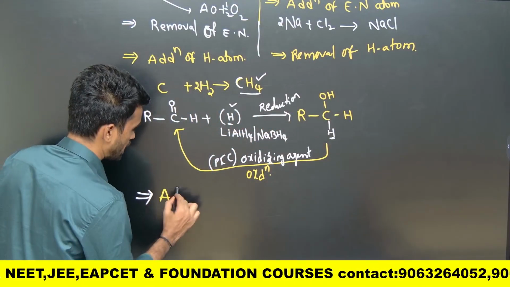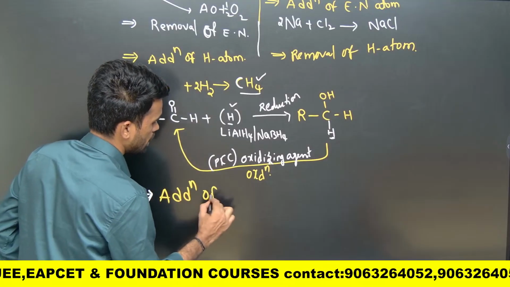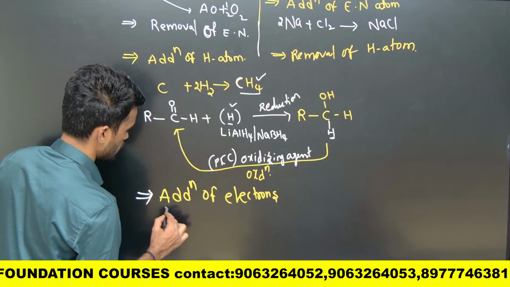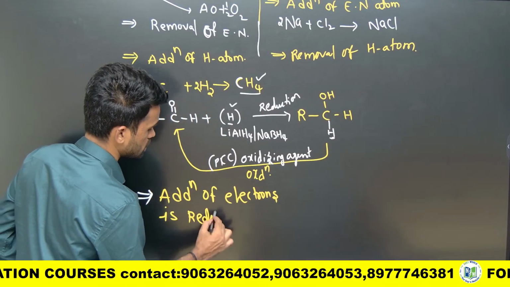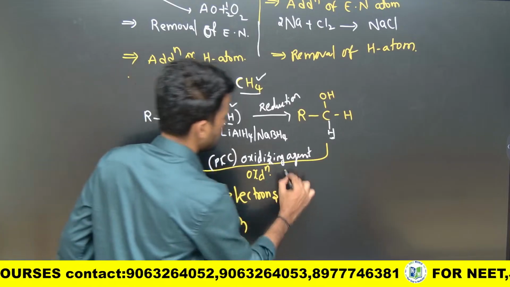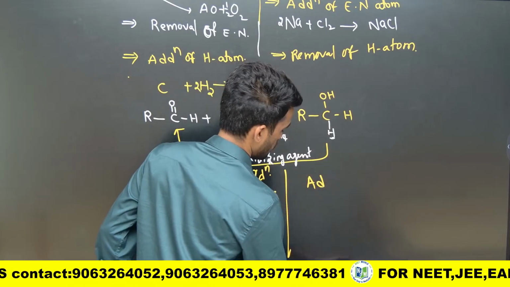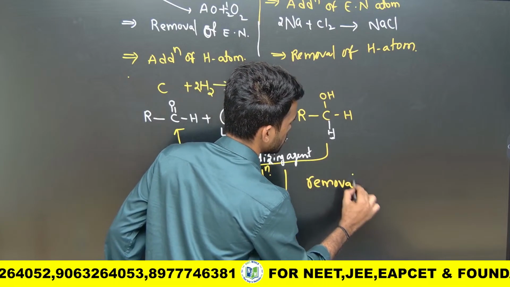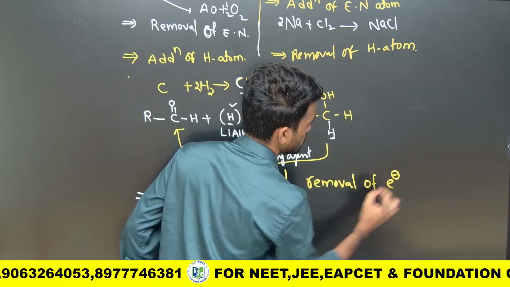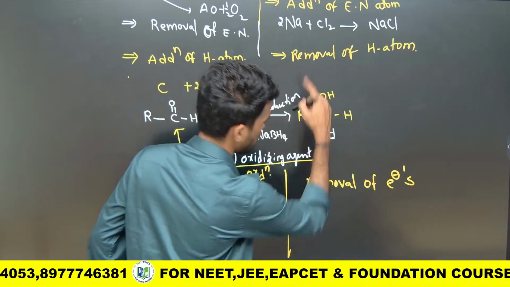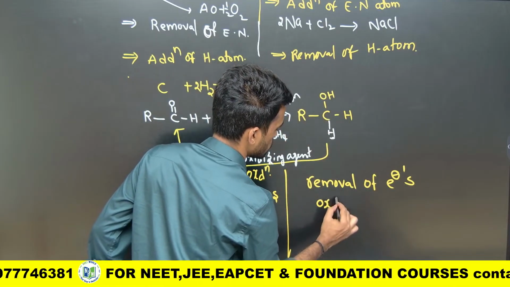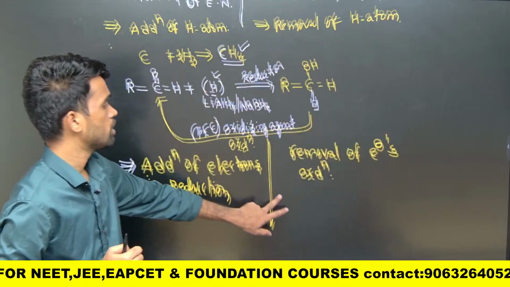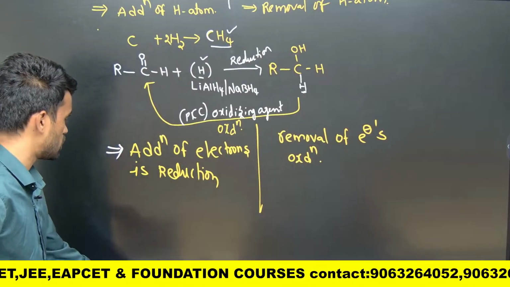Addition of electrons is a reduction process. It is reduction. Now addition of electrons is reduction, and removal of electrons is what? Removal of electrons is oxidation. So these are the terms you need to understand. Now let us understand what exactly addition of electrons means.